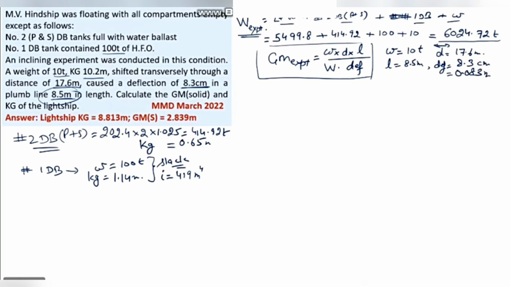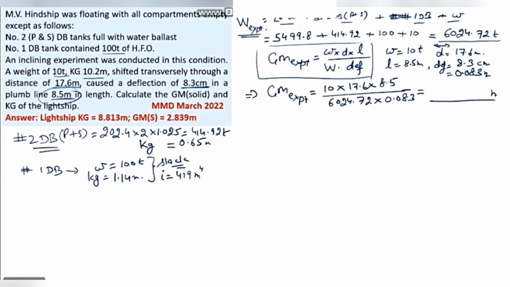Be careful. Now I have everything in the question formula that I need. I will put the values and I'll get the GM in the experiment condition. Small w is 10, d is 17.6, length is 8.5, capital W is 6024.72, deflection is 0.083. Can you please calculate and give me what is GM experiment? Guys, any questions up to this point?